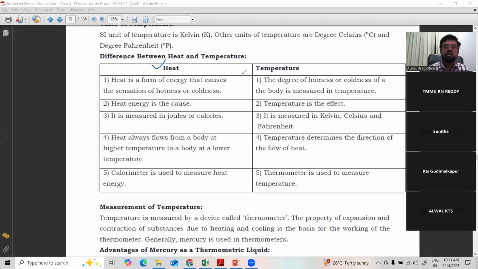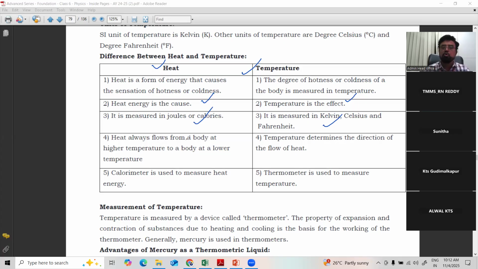Heat is a form of energy that causes the sensation of hotness or coldness. The degree, meaning how much level, of hotness or coldness of a body is called temperature. Heat is the cause, temperature is the effect. The cause and effect, just like force and motion. No force, no motion. So no heat, no temperature. Heat is measured in joule or calorie. Temperature is measured in Kelvin, Celsius and Fahrenheit.